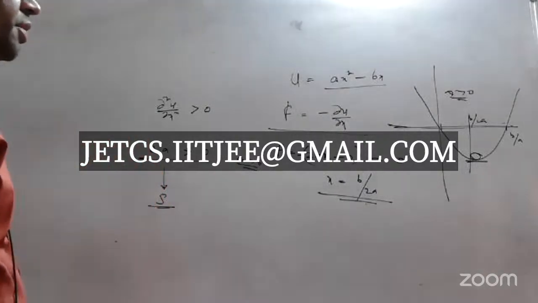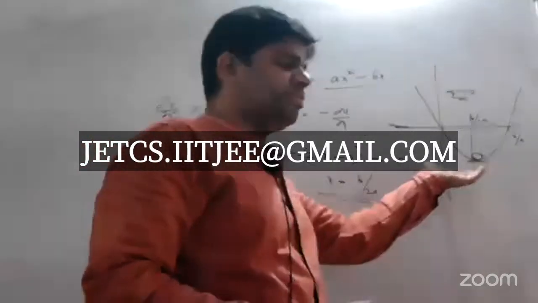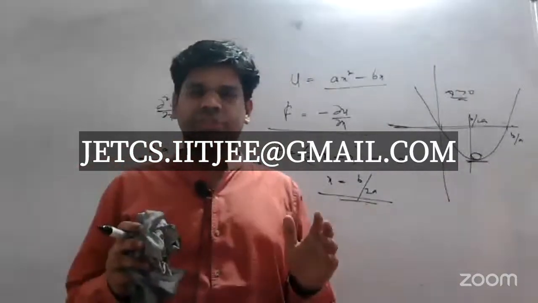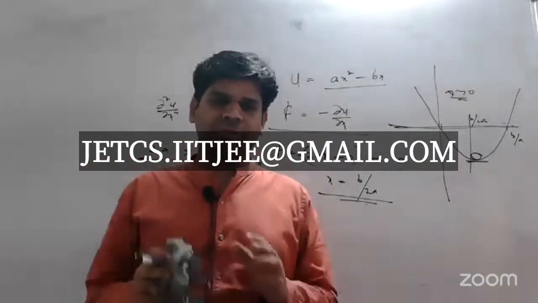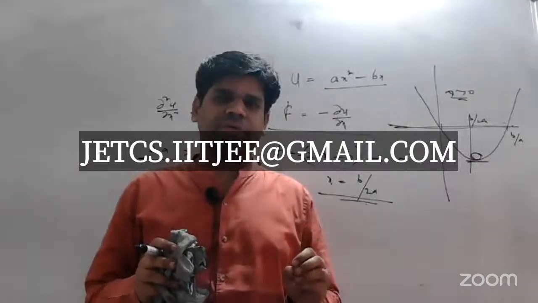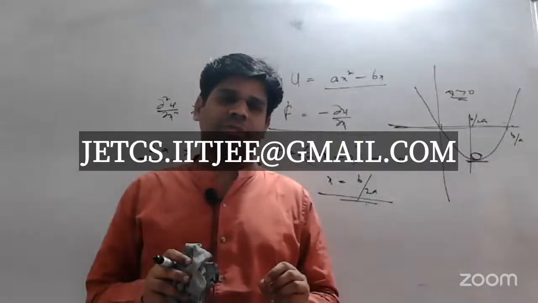So U is minimum here. For it to be a stable equilibrium position, U should be minimum. The potential energy of the configuration should be minimum. Then it's a stable equilibrium position. A system tries to achieve the minimum possible energy of the configuration.